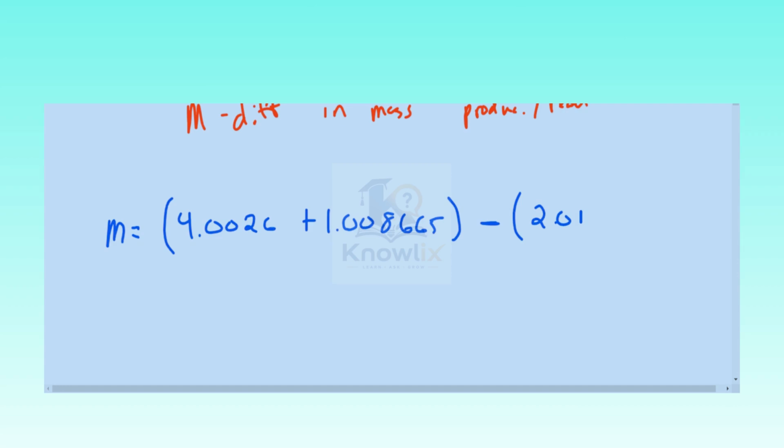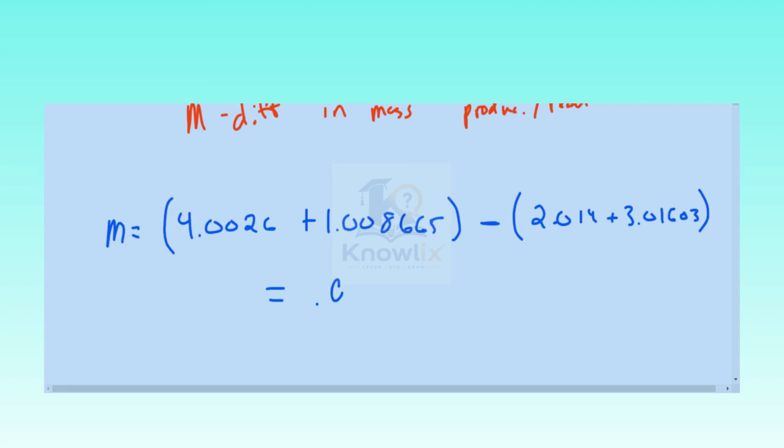So our first step is to figure out M. First we're going to add up the masses of the products. That's 4.0026 plus 1.008665, and this is all in atomic mass units. Now we're going to subtract the mass of the reactants, so that's 2.014 plus 3.01603.